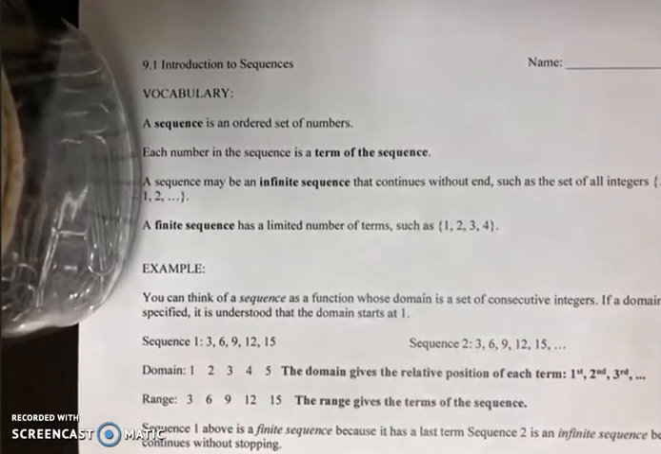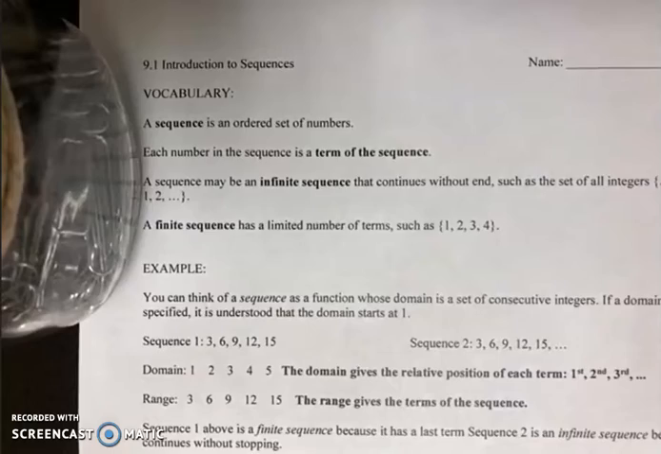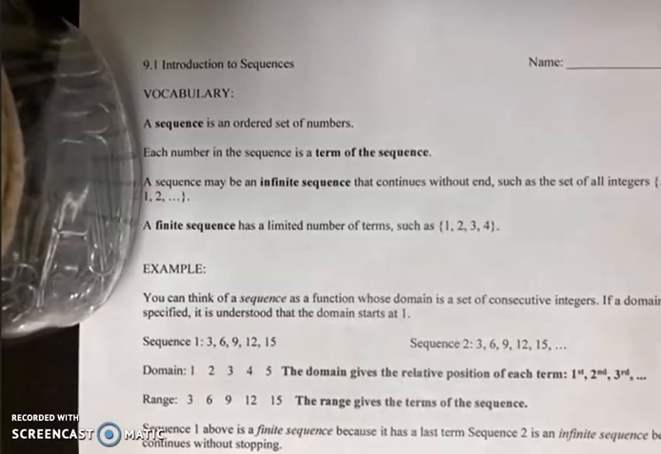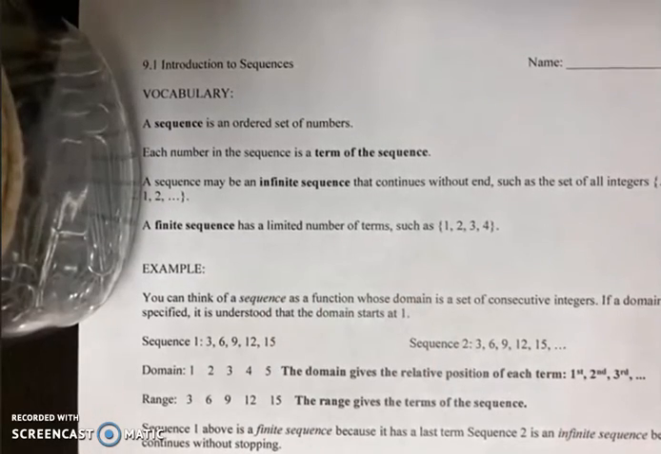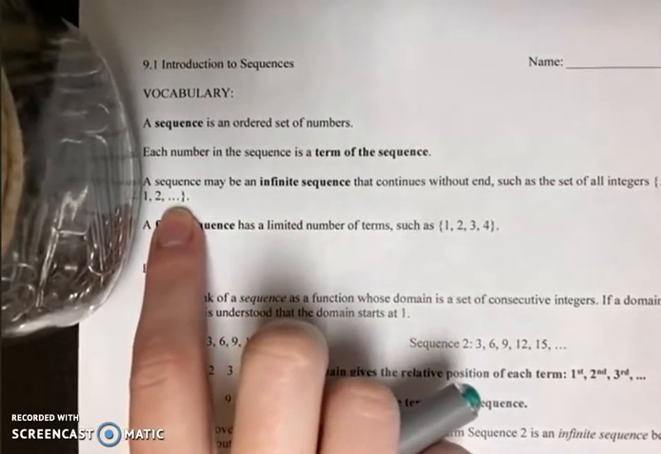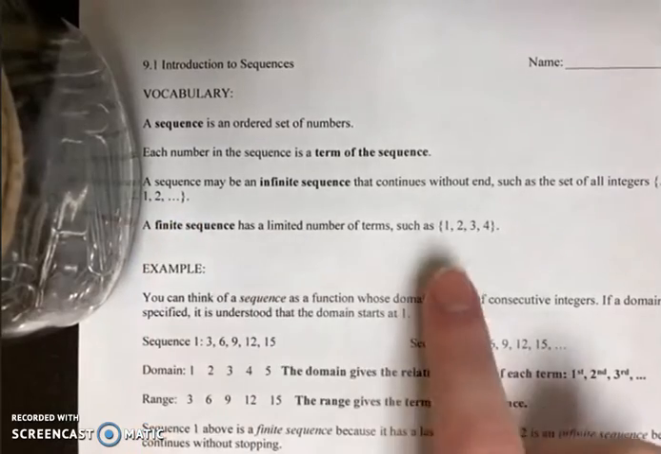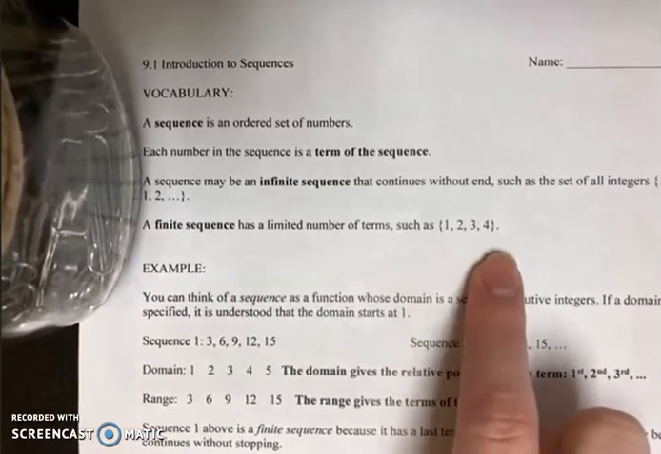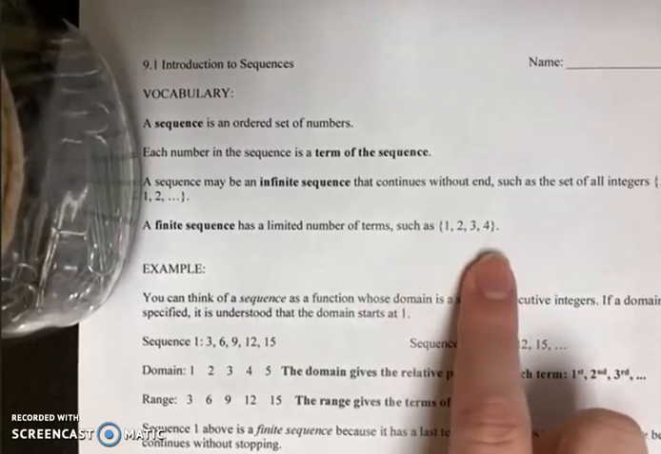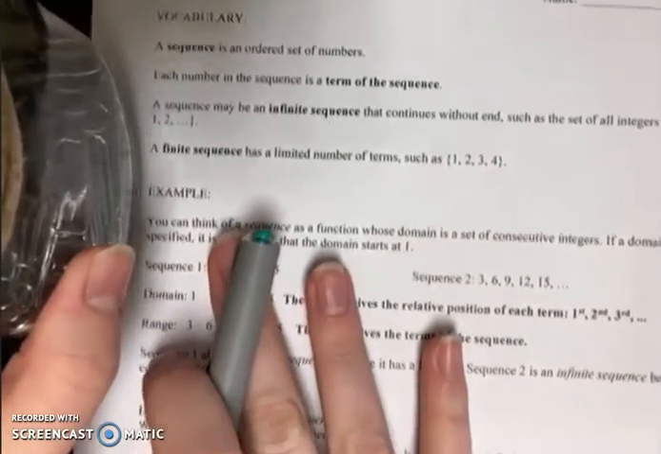You can either have an infinite sequence, which means that it's a list that continues forever or without end. And then you can have a finite sequence, which just has a limited number of terms. For example, an infinite sequence would be the set of all integers. That ... means it's going to keep on going forever and ever and ever. But here you can see that this has a set of 4 different terms. So that would be a finite sequence.